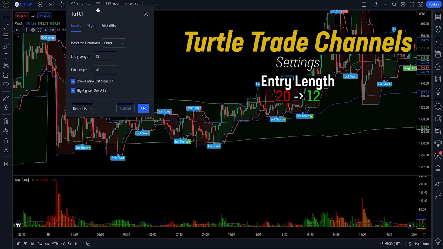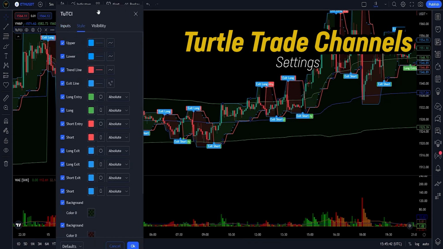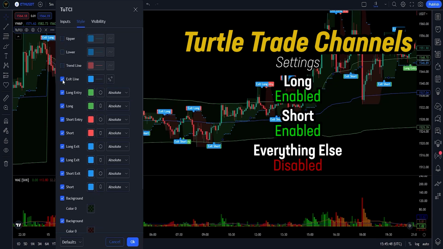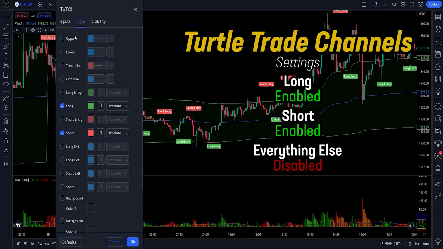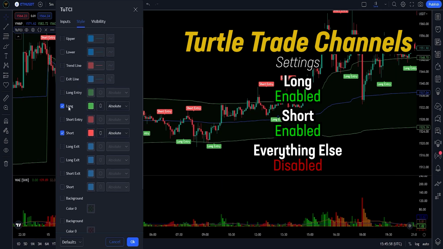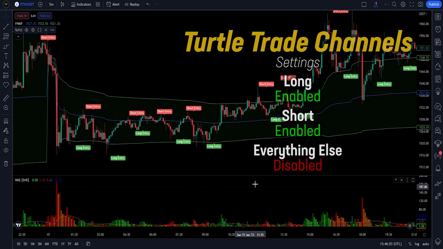Now, let's move on to our Style tab. In Style tab, we want to disable everything, except this long setting and this short setting. By doing so, we will get rid of all unnecessary lines and areas that would make reading of our chart much harder if left enabled. So once again, disable everything from upper, way down to this red colored background setting, with the exception of long and short setting. Once you're finished, press OK, and we are done with this indicator.